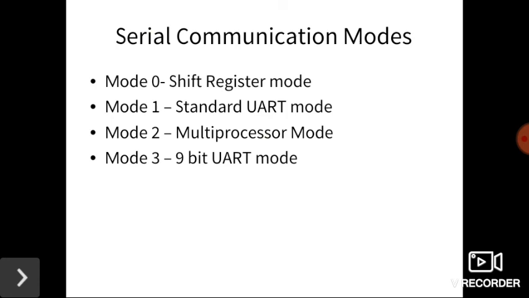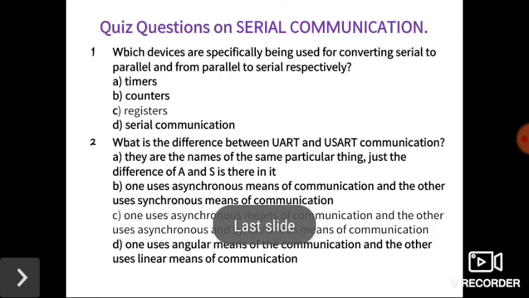Then mode 3. In this mode, the serial port operates as a 9-bit UART with variable baud rate, and 11 bits are used to transmit or receive. This operating mode is the same as mode 2, except the baud rate is programmable through the timer 1 overflow rate. This is for serial communication modes.